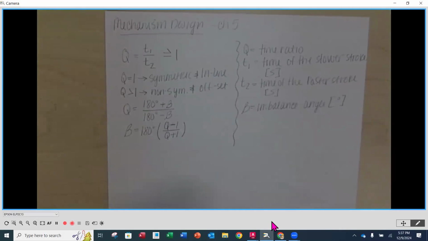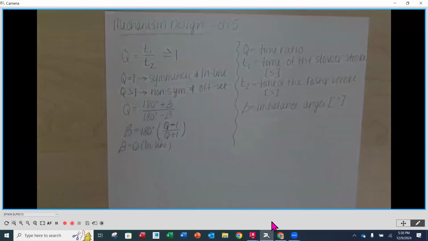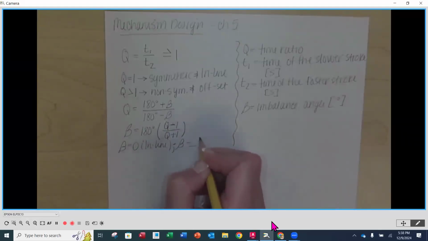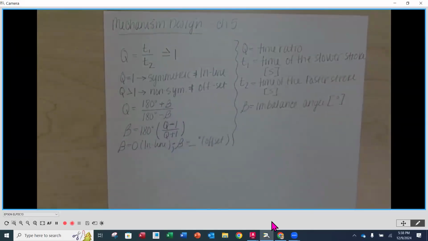And again, the imbalance angle, Beta is equal to 0 when we have an inline or a symmetrical mechanism. And then beta is going to be equal to an actual value when we have an offset or a non-symmetrical mechanism.